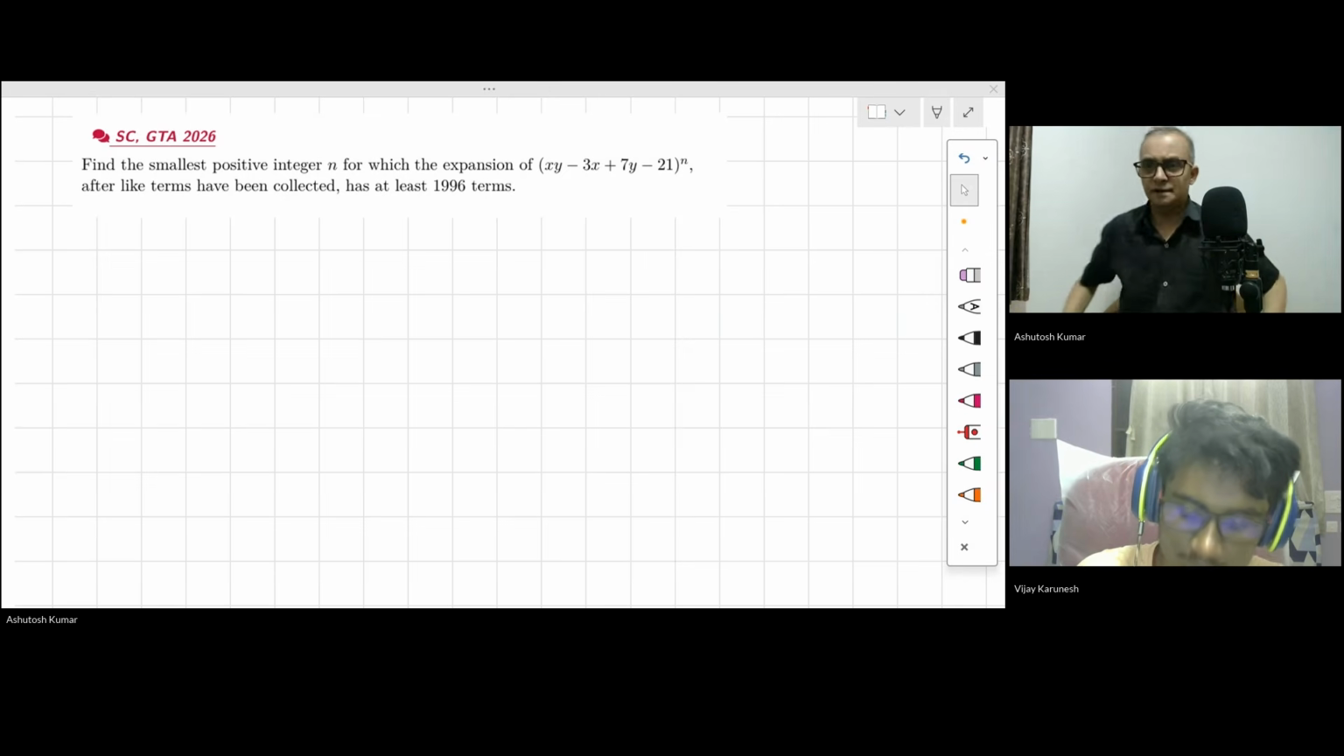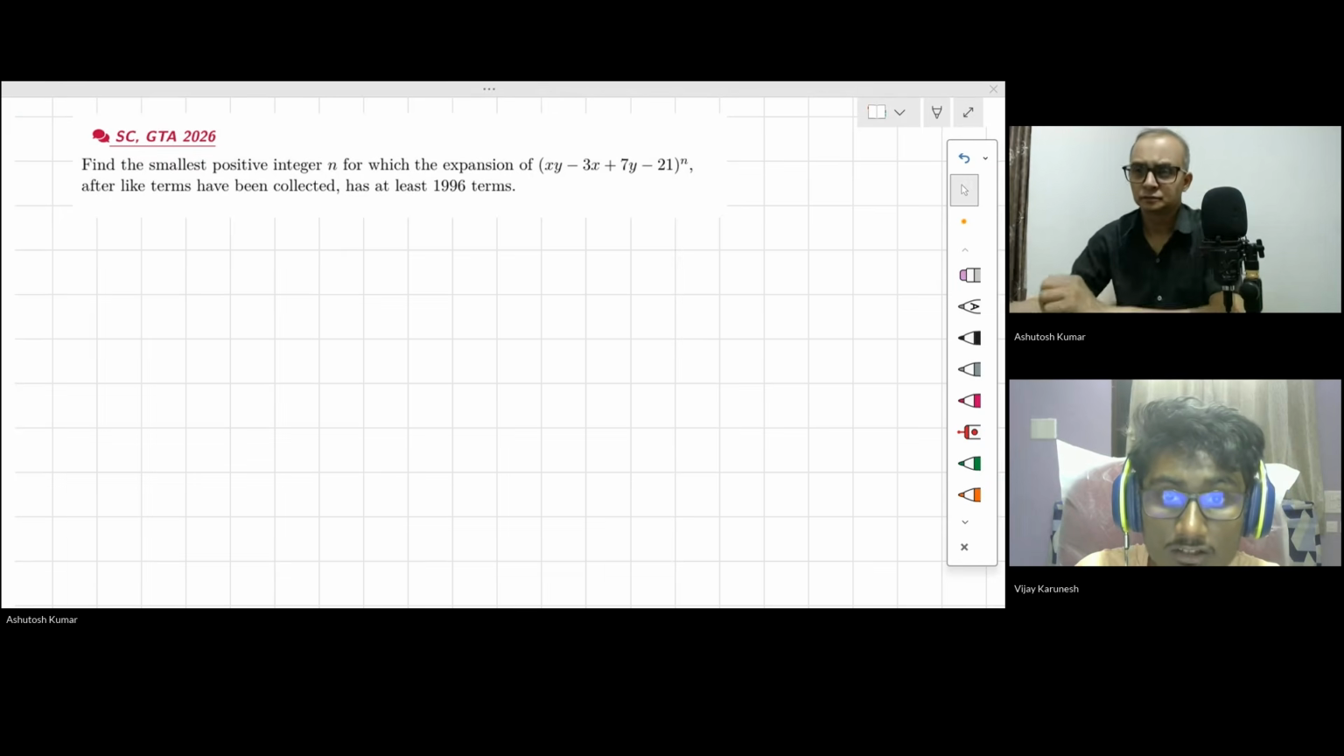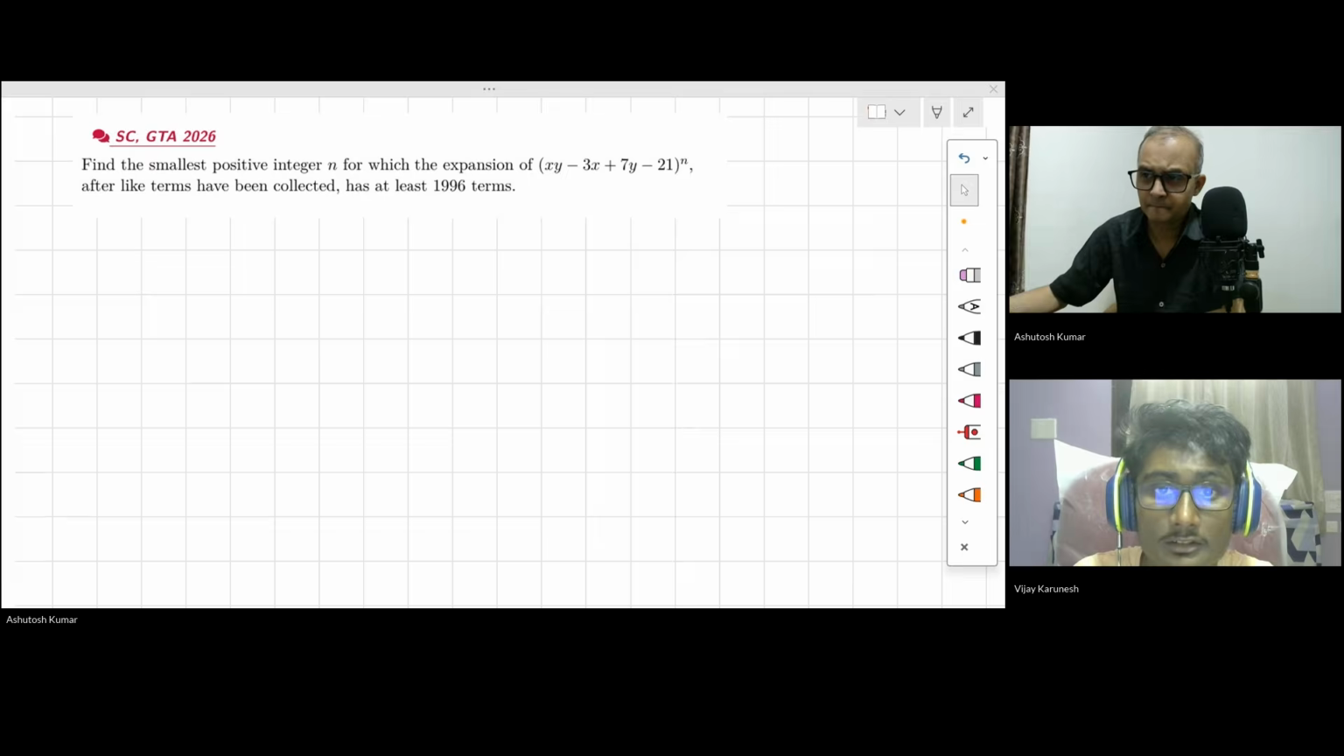So the meaning of "after like terms have been collected" is that all the terms with the similar variable part but different coefficients have been added together. Yes, like x squared all collected, xy collected, and so on.